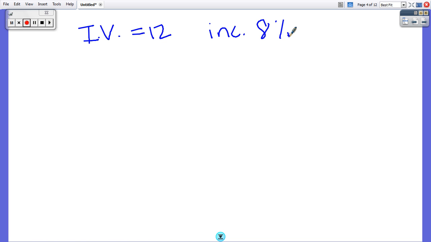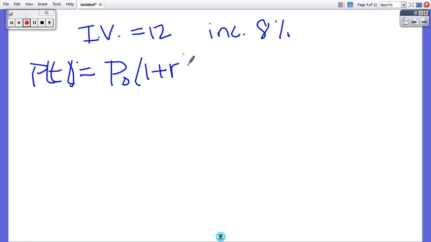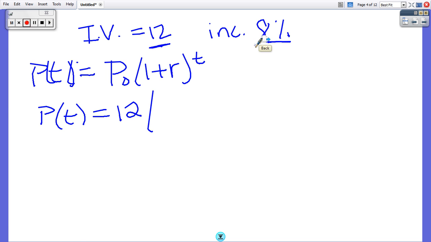So what do we know? Well, we know that our function has to say P of t is equal to P sub 0 times (1 plus r) raised to the t. So let's fill in what we know. We know the initial value is 12, so P of t is going to be equal to 12 times. We know our rate is 8%. So in decimal form, 8% is actually what?